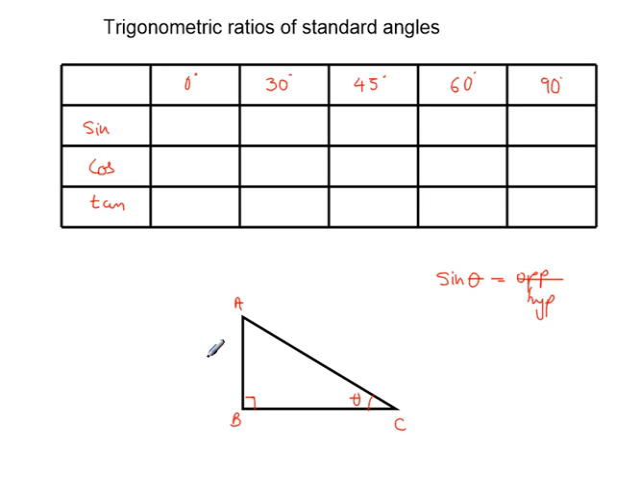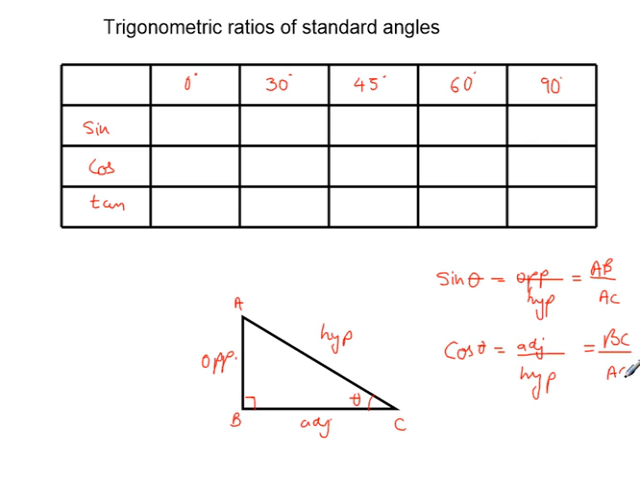So if this is the angle, this is the opposite side, this is the hypotenuse. So sine will be the ratio of AB upon AC. That's your sine. Cosine theta is the ratio of adjacent side upon hypotenuse. So in this case, the adjacent side is BC upon AC. Tangent theta is the ratio of opposite side upon adjacent side. So that will be AB over BC.